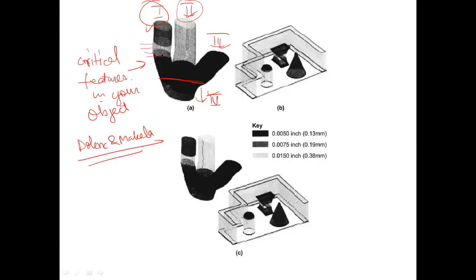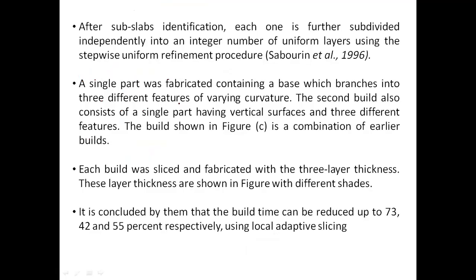Then they went to the second. The second had a uniform cross section up to here, and then a slightly varying cross section. So again, using the concept of Dolinek and Maclau, this was layered off separately, this was layered off separately, and this was layered off separately. Once each slab had been identified, you then went into the second concept that you have just seen, that of Soburin.